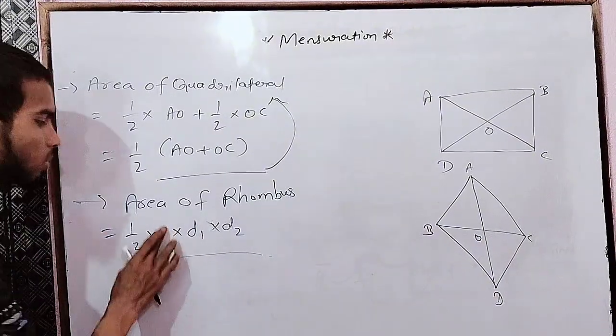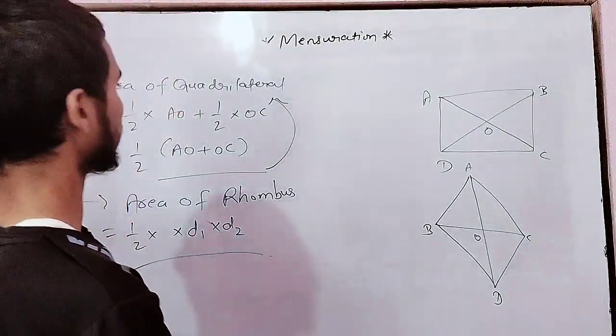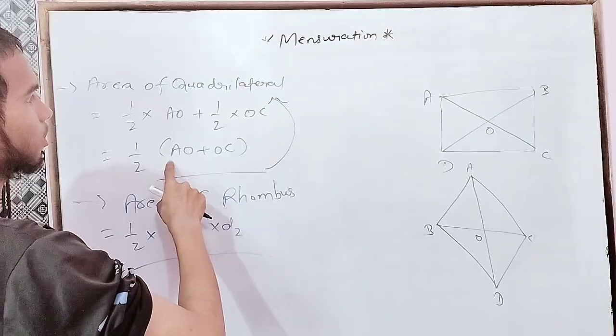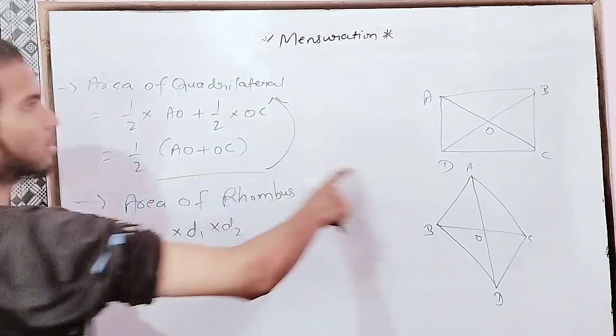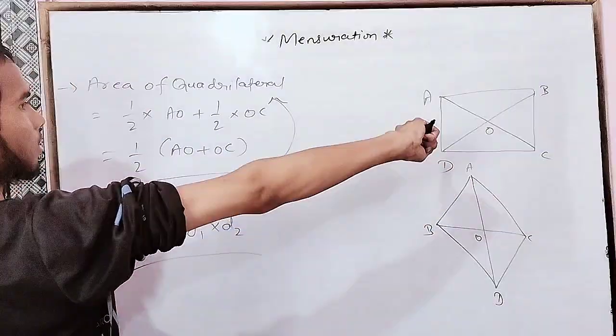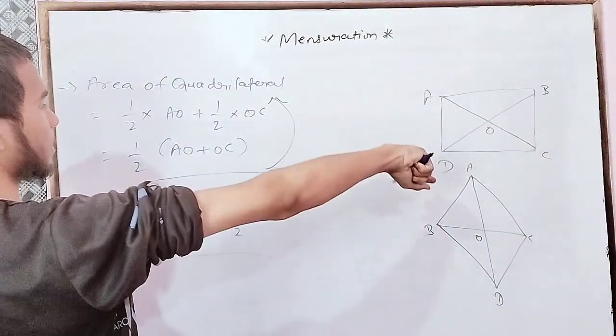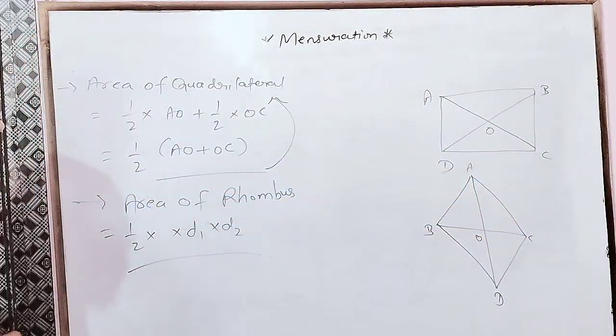Here remember, these are diagonals. AO is a bisector, as well as OC is a bisector.